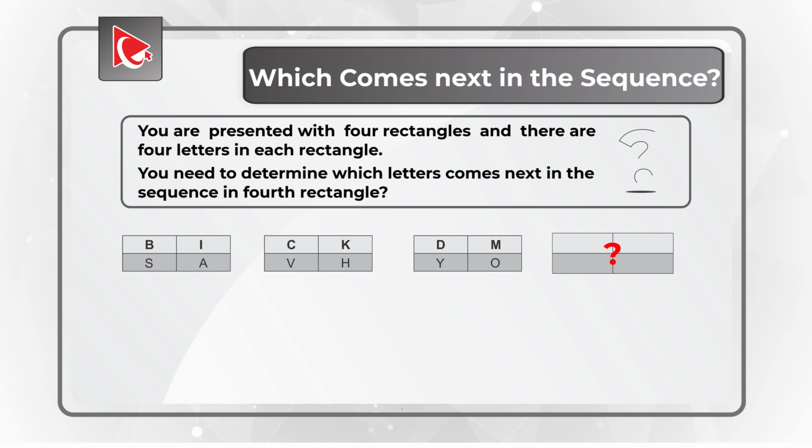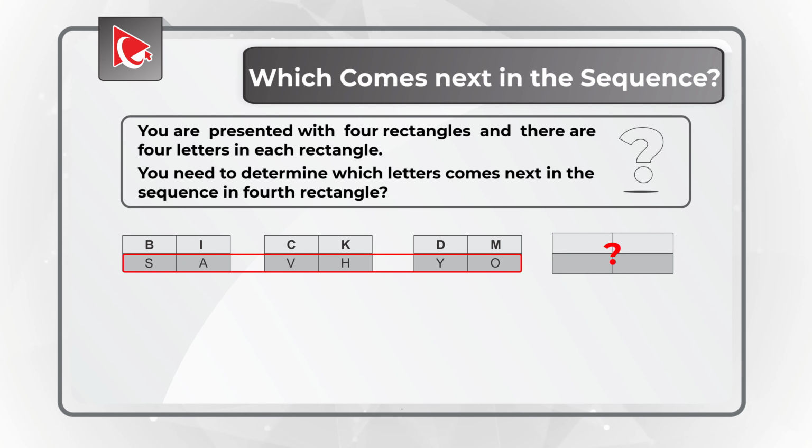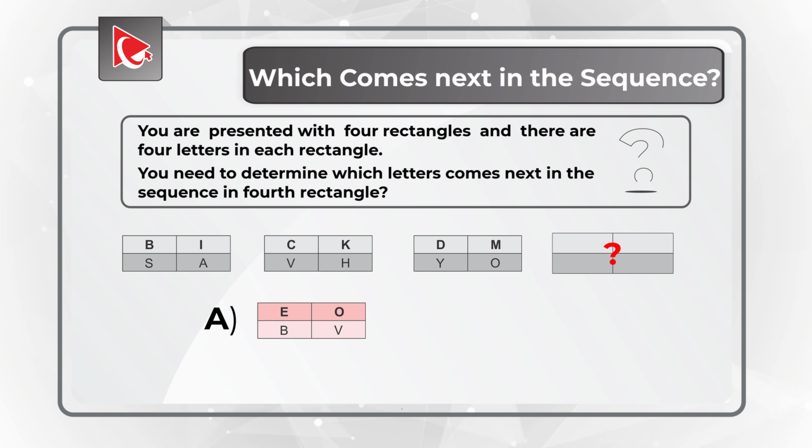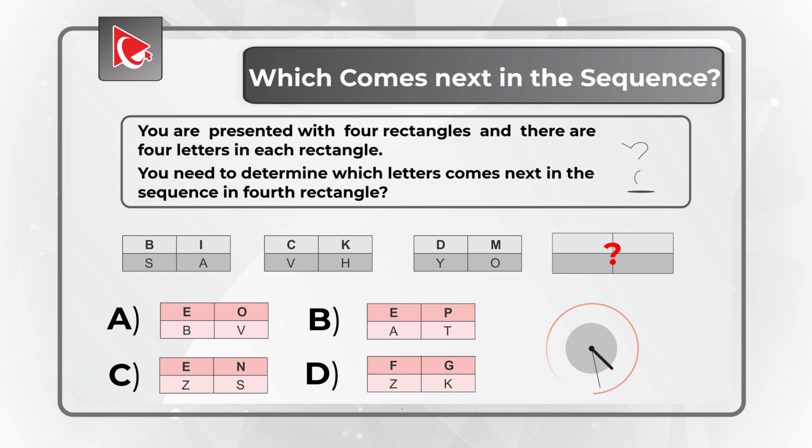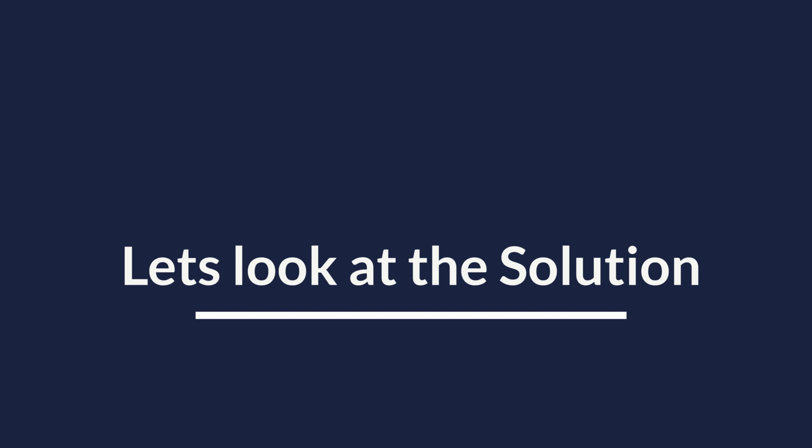What's interesting is that the upper row of the letters in the rectangles is bold, and the lower row is the regular font. You need to determine the item that comes next in the sequence, and you're presented with 4 different choices: A, B, C, and D. Take a close look to see if you can determine the answer. As I mentioned, this is one of my most favorite questions. Let's move forward so I can share the solution with you.